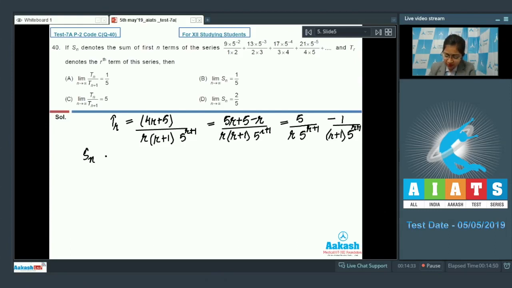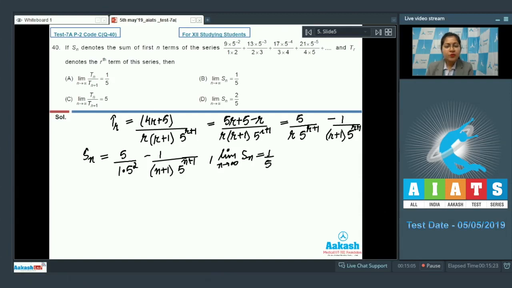So the sum of n terms will be equal to 5 upon 1 into 5 raised to the power 2 minus 1 upon (n plus 1) into 5 raised to the power n plus 1. Right? So we can say that the limit as n tends to infinity of Sn will be equal to 1 by 5. So from the given options, option B is correct and option D is incorrect.